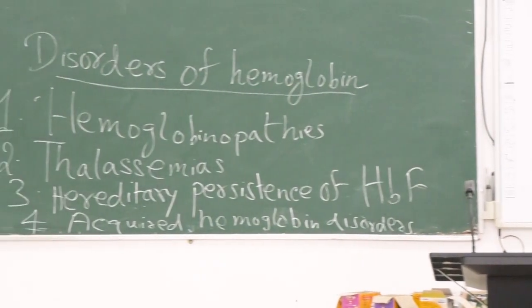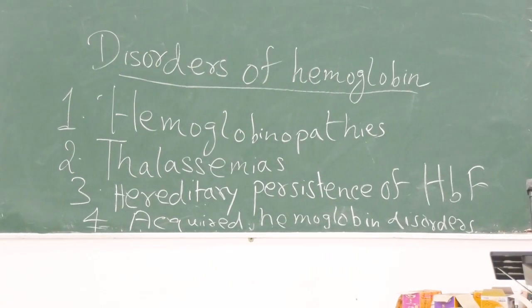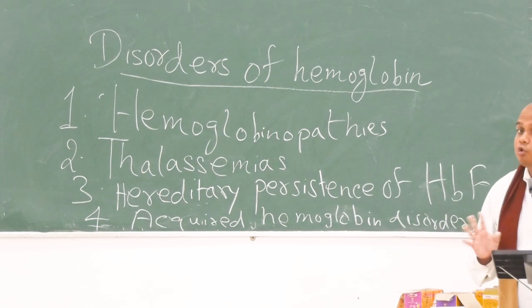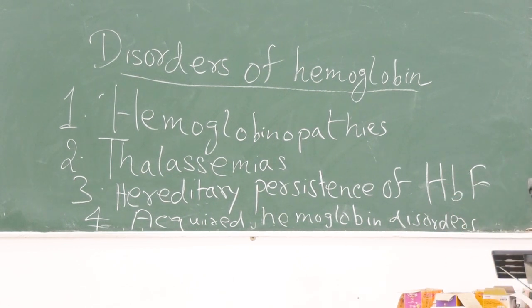That hereditary persistence is one of the disorders or anomalies of hemoglobin. And the last one is, all these are usually congenital anomalies, present from birth. Hereditary persistence of HbF may be expressed later in life, but it is present from birth. Thalassemias, if severe, the newborn child faces various problems from birth itself.